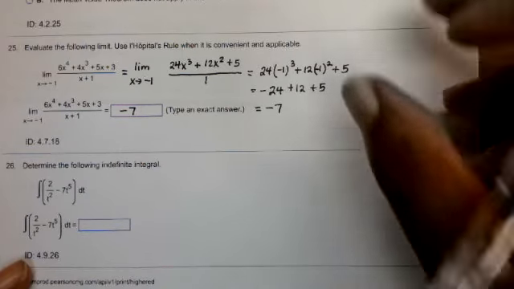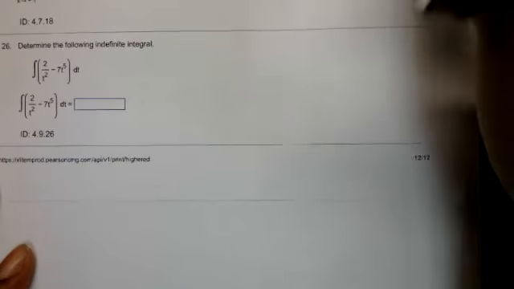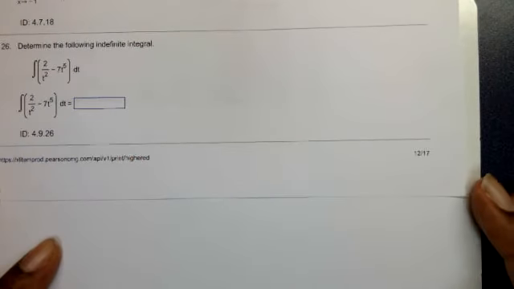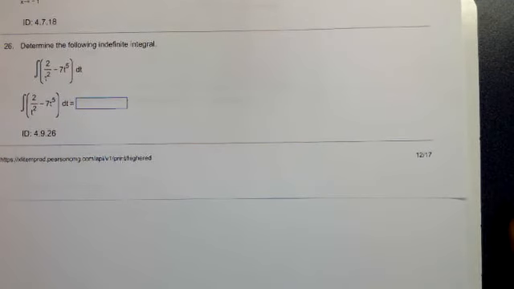Okay. Now number 26 are integrals. We're going to determine the indefinite integral, what it is. Here we got the integral of 2 over t squared minus 7t to the 5th dt.